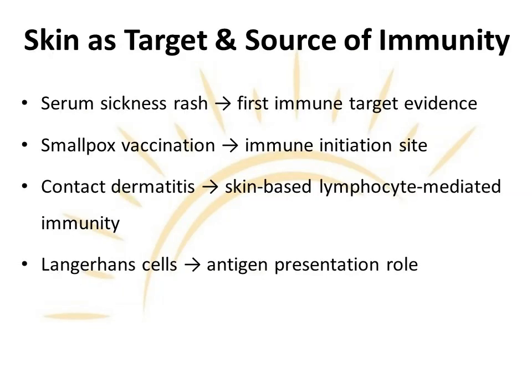Skin as target and source of immunity. Inflammation from serum sickness showed immune complexes depositing in skin vessels, demonstrating that the skin can be an immune target. Smallpox vaccination used the skin as an entry point for immune activation, highlighting skin as an active immunological organ.